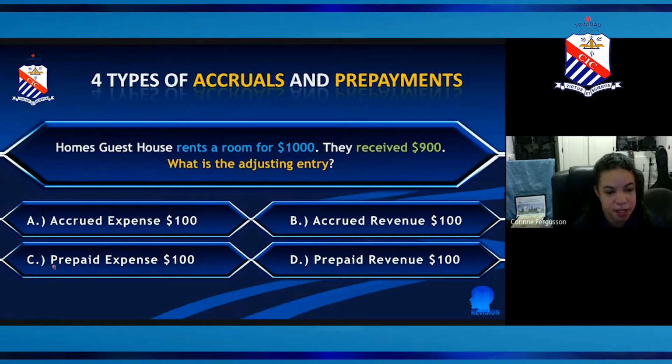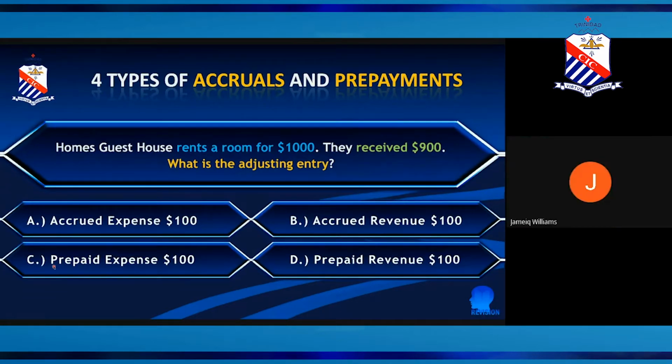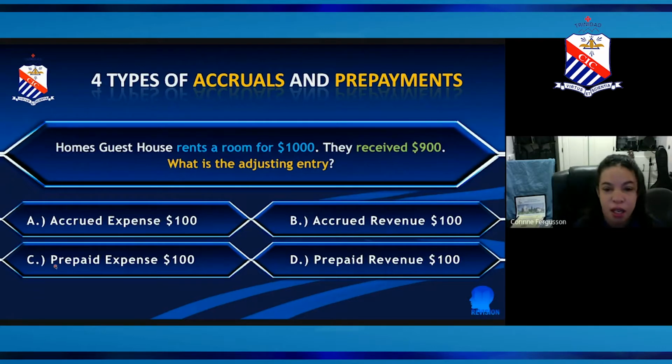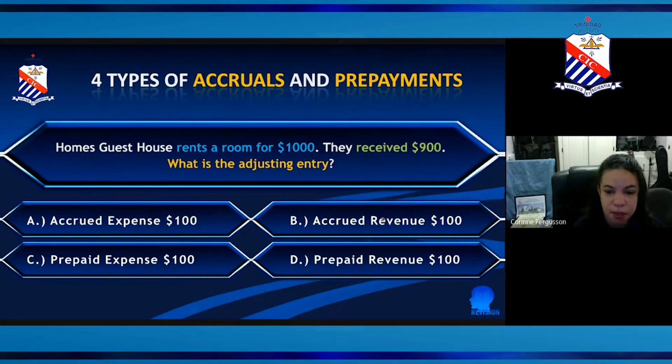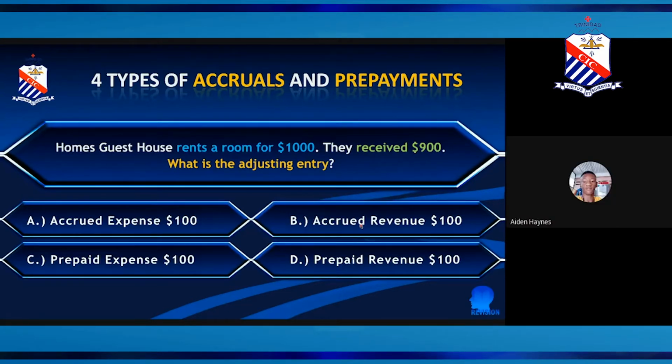C as in cat. Yes, miss. Okay. Anybody else? Miss, I say B as in bat. B as in bat. So wait, so Jameek chose C again and Aiden chose B again. Yes, miss. Miss, I'm not 100% sure, but I say A.